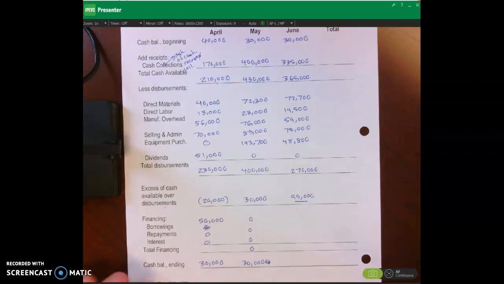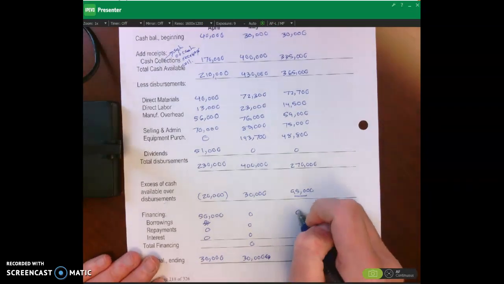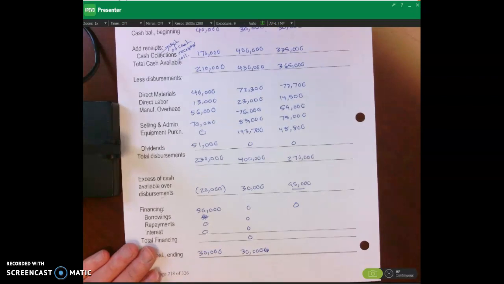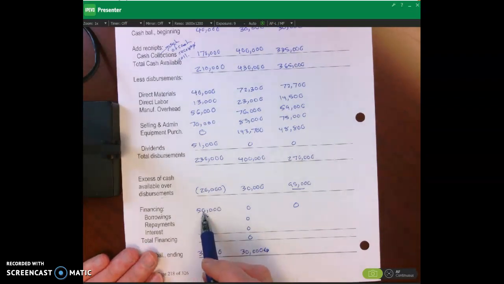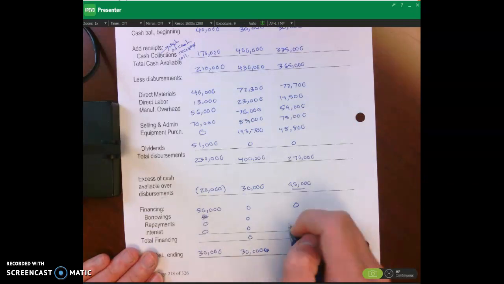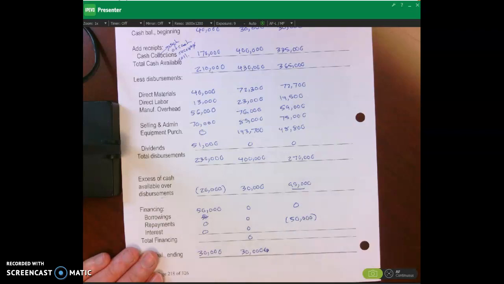We don't have to borrow anything because we have at least $30,000. But per the assumptions of the problem, we do have to pay back this $50,000 right over here. Remember, we borrowed that. We have to pay that back in June because June is the end of the quarter.